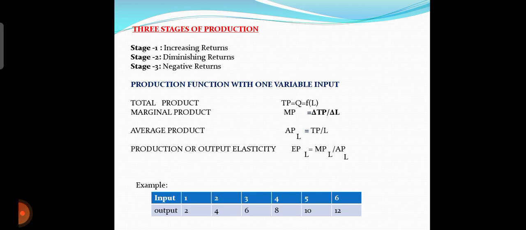Production or output elasticity. Output elasticity is the percentage change of output divided by the percentage change of an input. Output elasticity is defined as percentage change in output per 1% change in all the inputs. You can see an example.